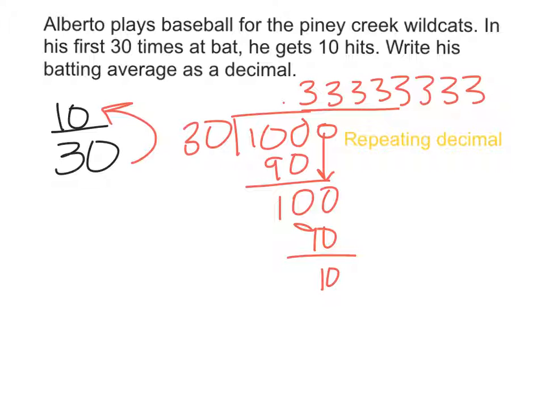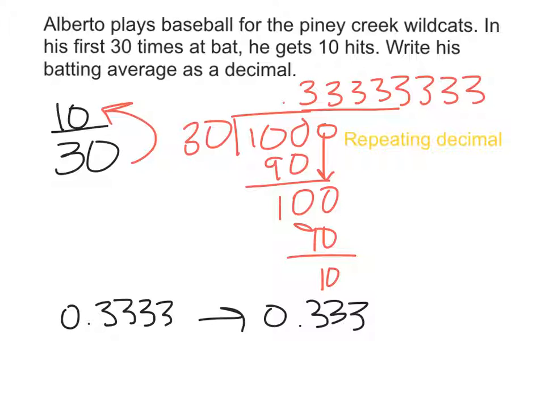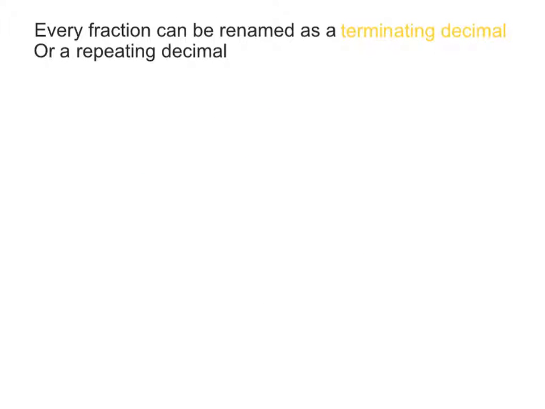Therefore, Alberto's batting average is 0.3333, or if we want to round it to the nearest thousandth, that would be 0.333. Every fraction can be renamed as either a terminating decimal or a repeating decimal. A terminating decimal ends somewhere. Remember, terminating or terminate means to end or finish.